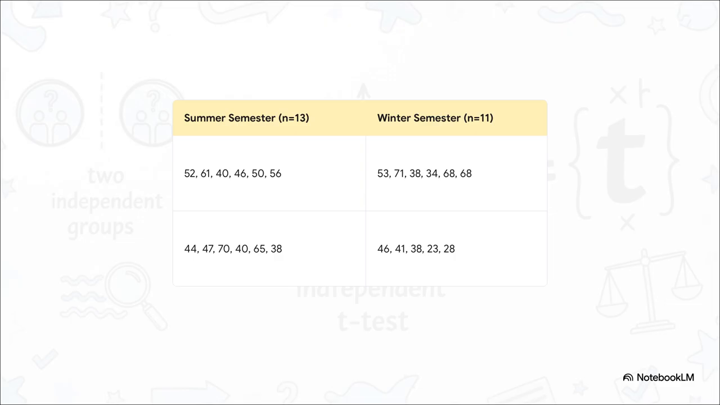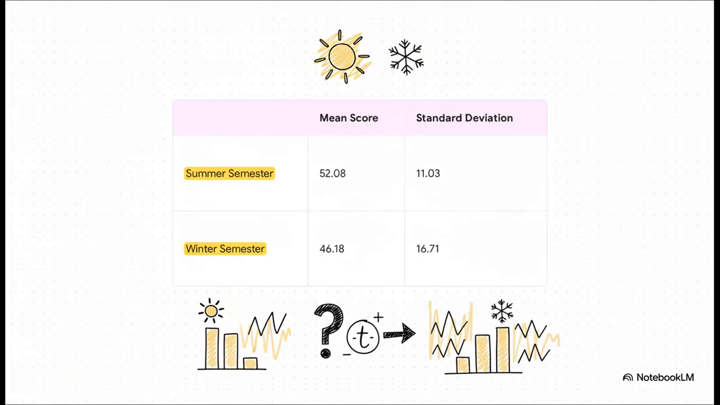And yeah, just looking at a list of numbers like this, it's almost impossible to tell if there's a real pattern. So let's summarize this data to make it a bit clearer. The average score in the summer was about 52, while in the winter it was about 46. So, okay, there is a difference in our samples. But here's the million-dollar question. Is this difference big enough to be truly meaningful, or could it have just happened by chance? That's what the t-test will tell us.